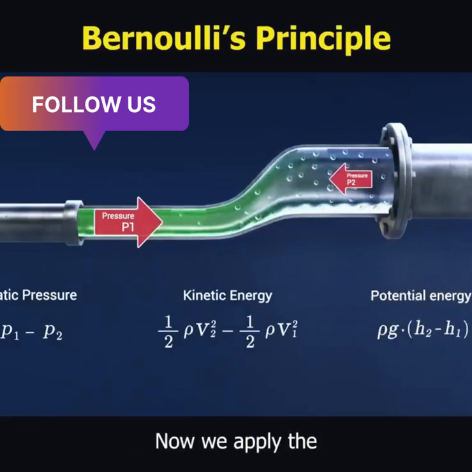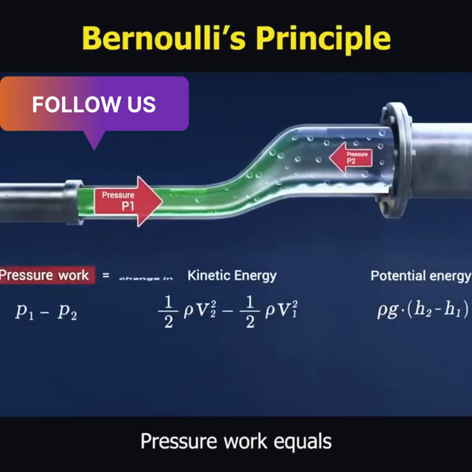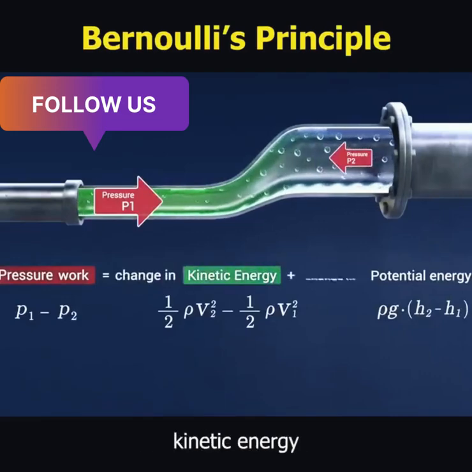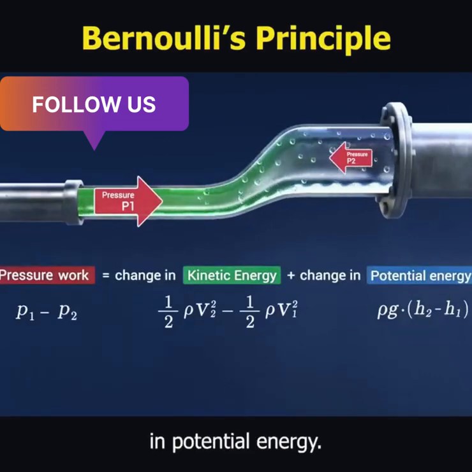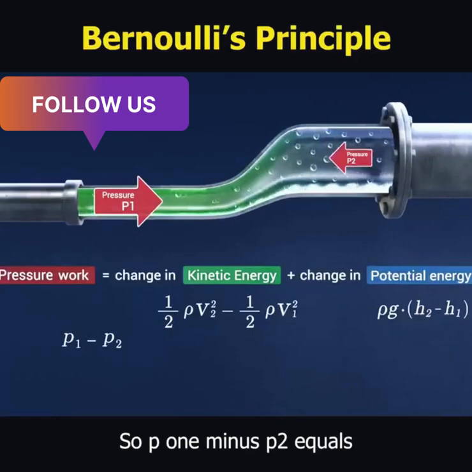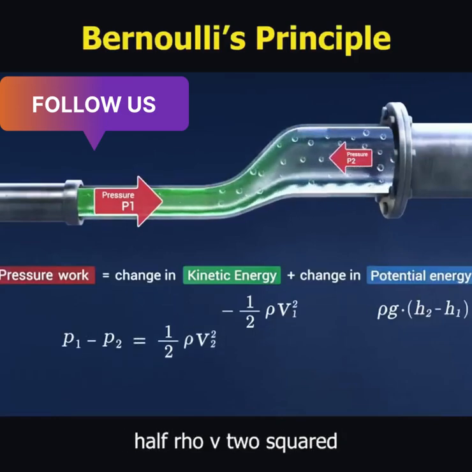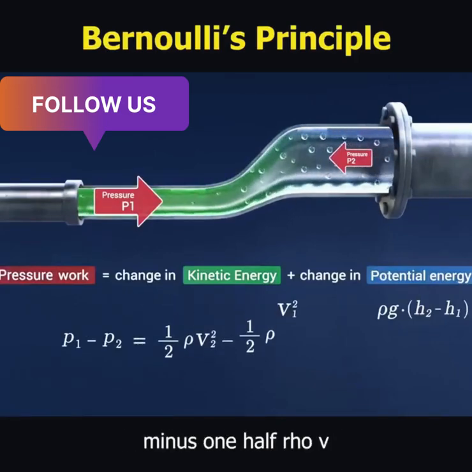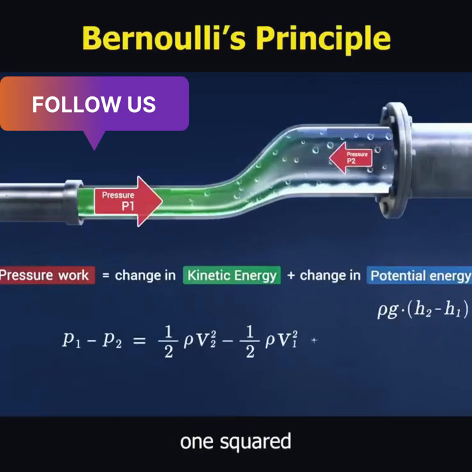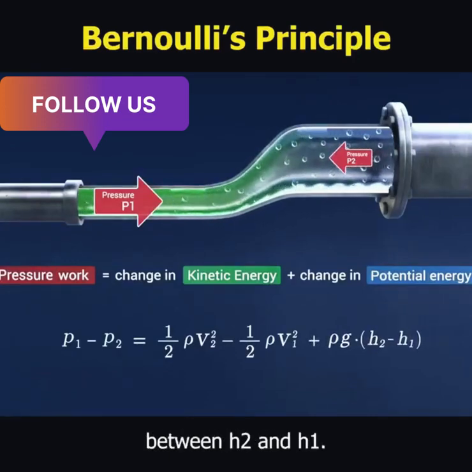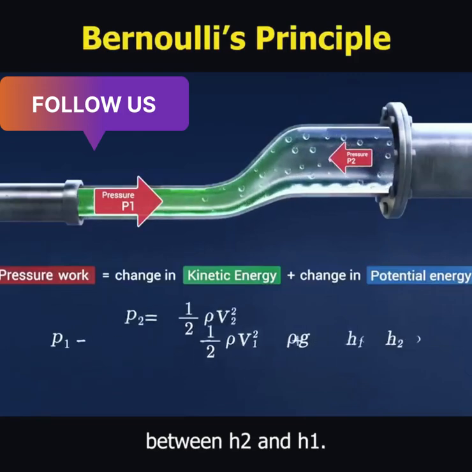Now we apply the energy balance. Pressure work equals change in kinetic energy plus change in potential energy. So P1 minus P2 equals a half rho V2 squared minus a half rho V1 squared plus rho g multiplied by the difference between h2 and h1.